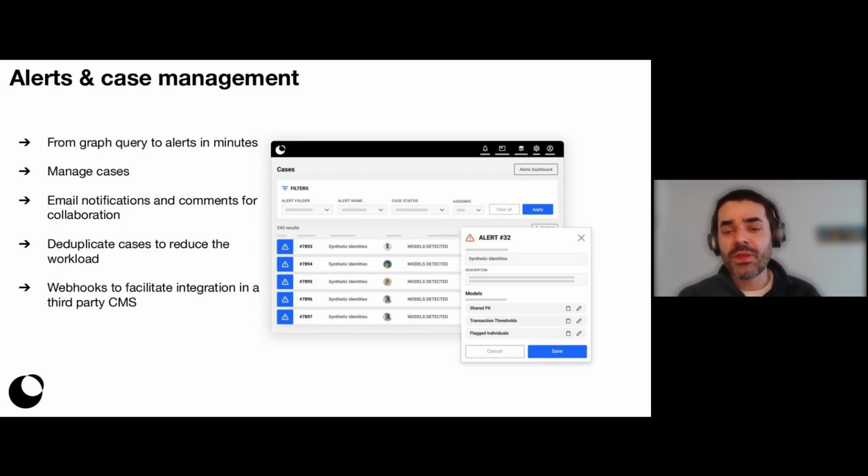The alerts, engagement, and case management capabilities in Linkurious Enterprise are also very helpful because they allow users to go from graph query to alerts in minutes. Within the UI, it's possible to manage various cases. You also have access to email notifications and comments to collaborate on those cases. We are also using graph analytics to deduplicate cases and reduce the workload. And finally, all of these capabilities can be integrated in other case management systems via webhooks.